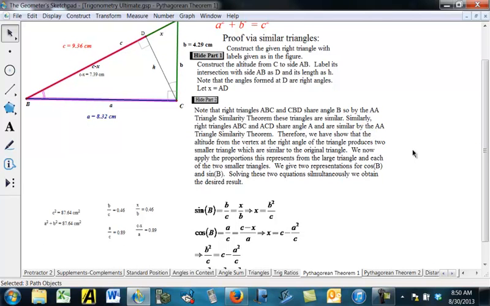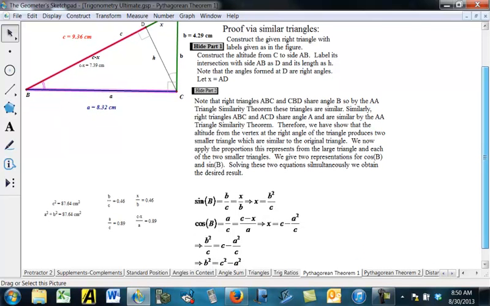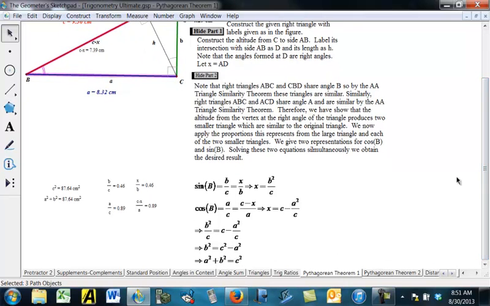Multiply both sides of the equation by c to clear out our fractions. The c's cancel here, giving us b squared on the left, and on the right we get c times c is c squared, and the c's cancel on this part when we distribute, and we get a squared. Add a squared to both sides, and we do get a squared plus b squared equals c squared, exactly what we were trying to prove.